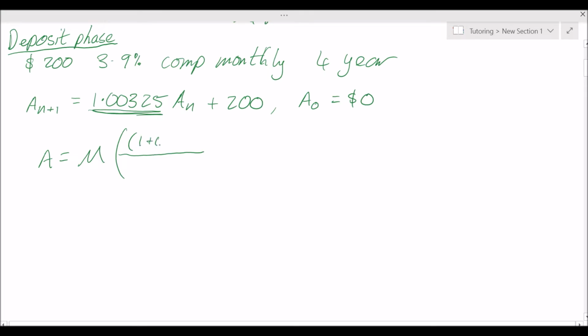That is 1 plus i to the power of n, minus 1, over the interest rate, like that. Okay, that is on your formula sheet, and it is known as the future value formula.